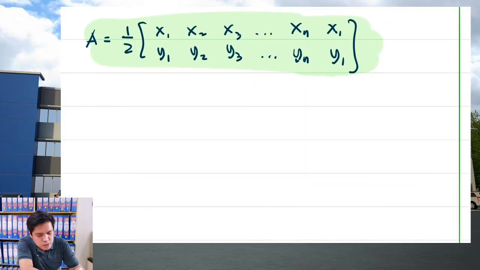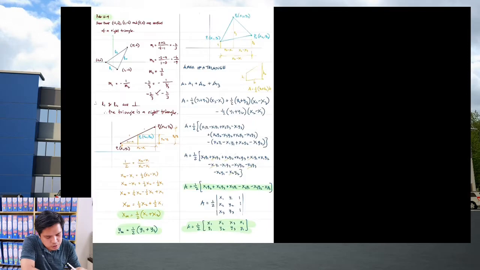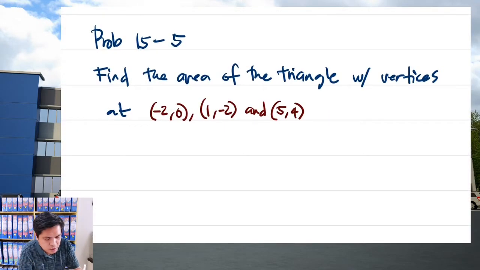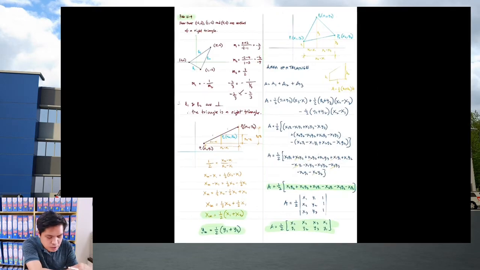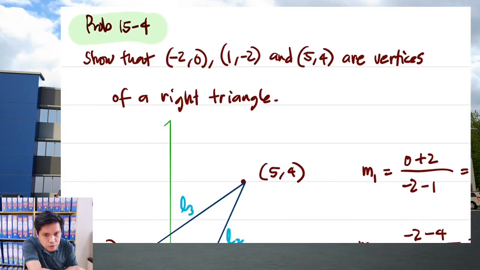Okay? So, let's try an example. Let's call this problem 15-5. It's just the same triangle dun sa previous example natin. Find the area of the triangle with vertices at eto. So, that's the same triangle na we answered dito. Okay?